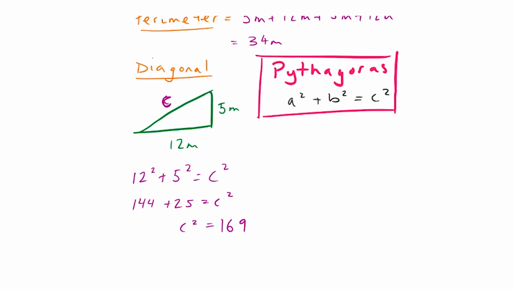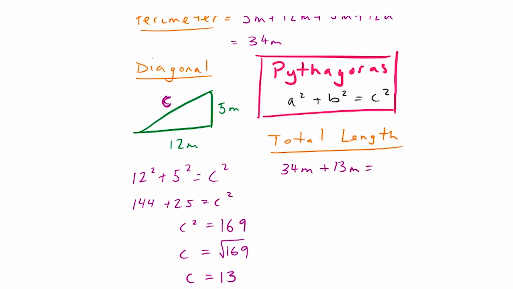That is c squared. In other words, when we multiply c by itself, we want to find out what c is. So we do the square root of that. Square root of 169 then is 13. So c is 13. Now we can calculate the total length. It's the 34 meters around the outside, add those 13 meters, which gives us 47 meters.